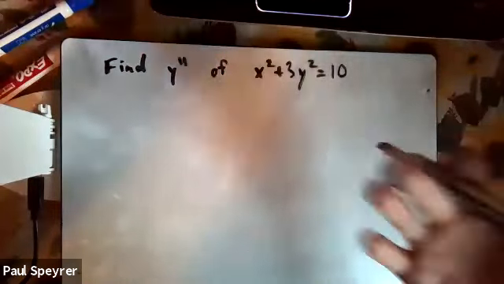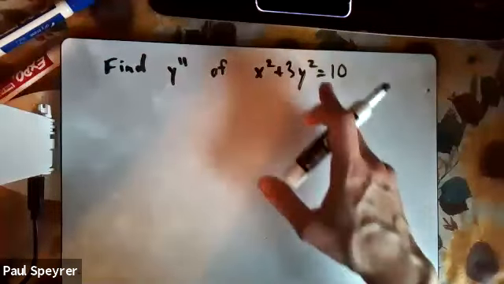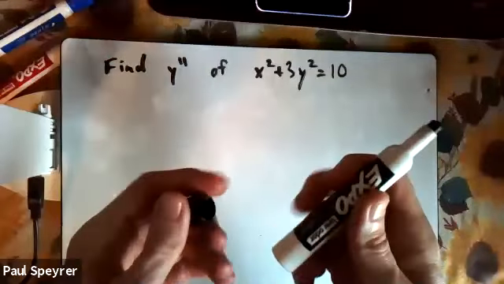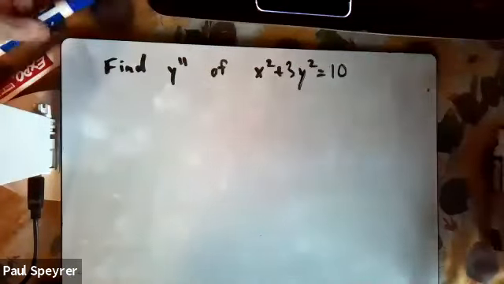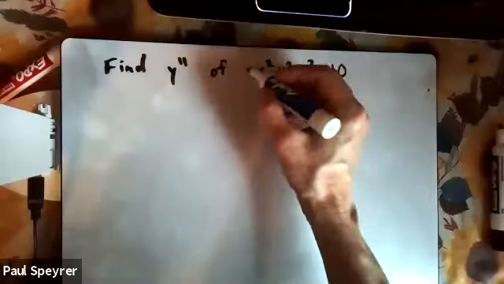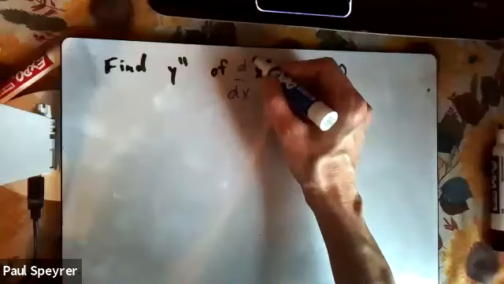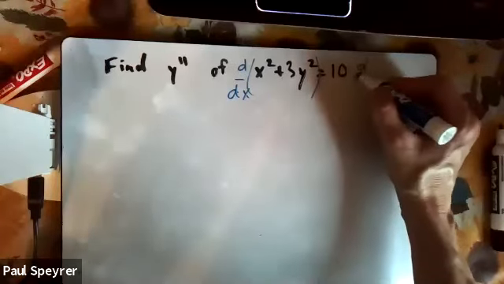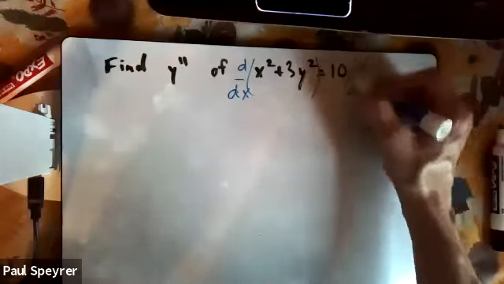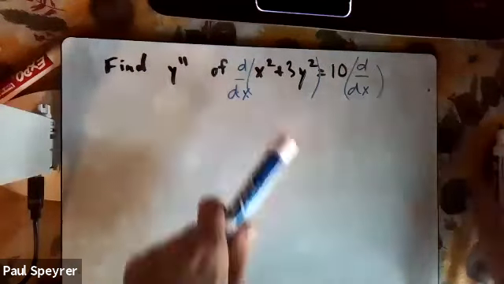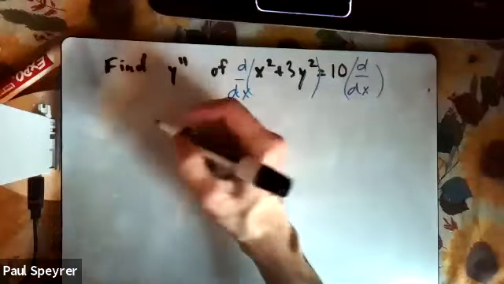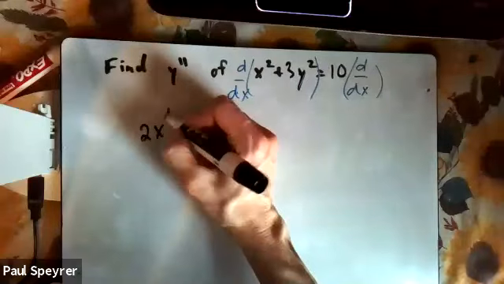Well, first of all, we're going to have to do implicit differentiation. Why? Because you have y raised to some power higher than 1. How do you do that, though? Remember, we did d dx of everything, d dx of both sides. So what's the derivative of x squared with respect to x? That's just 2x to the first.